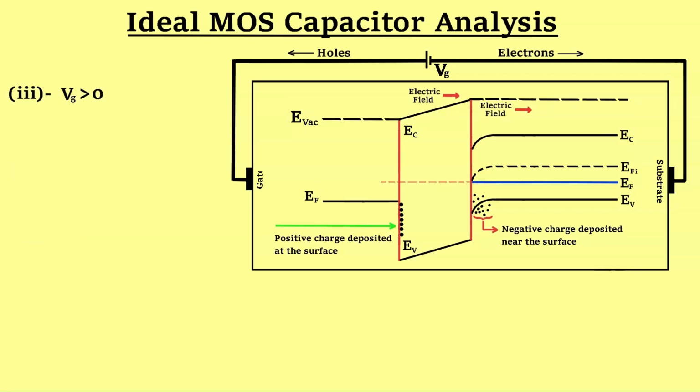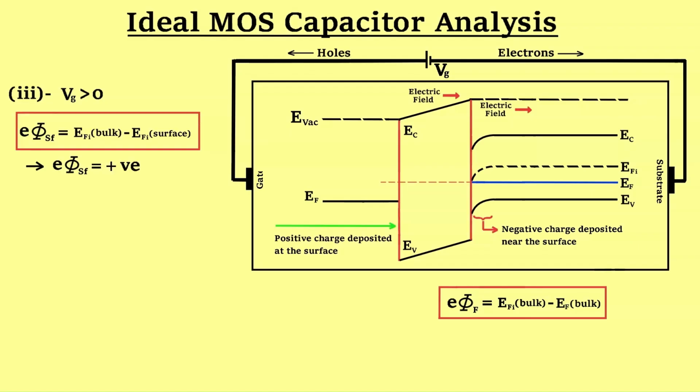The third case is when the gate voltage is greater than 0. In this case, electrons are supplied to the p-type substrate, which get deposited near the surface, resulting in depletion of holes, making it less p-type. The Fermi potential will remain the same as it considers only the semiconductor deep inside, away from the semiconductor oxide interface, and it depends upon the type of doping and its concentration. However, the surface potential in this case will become positive.